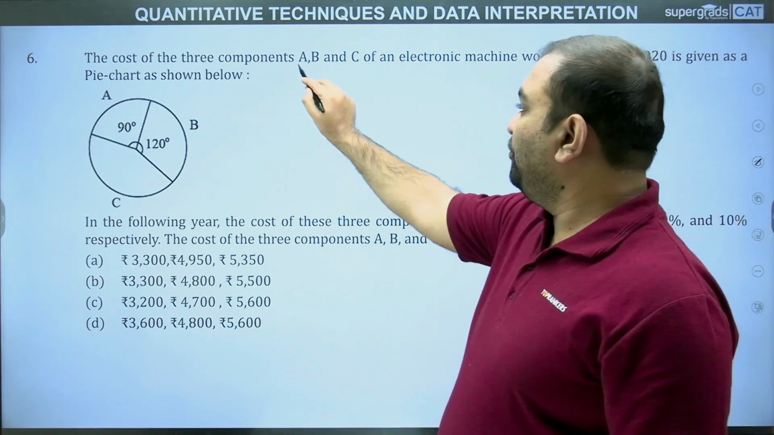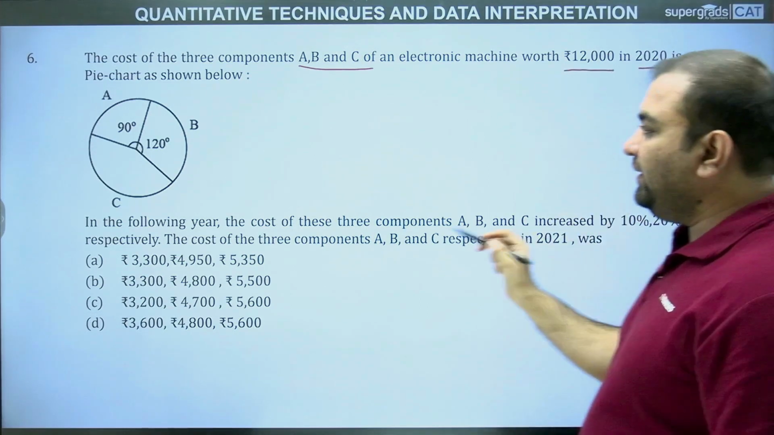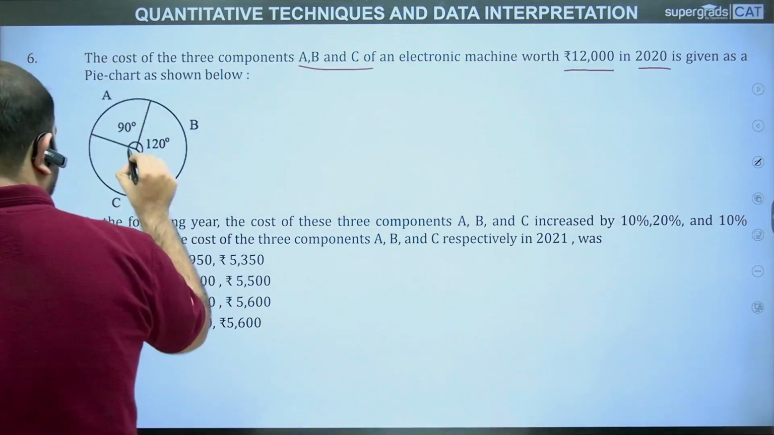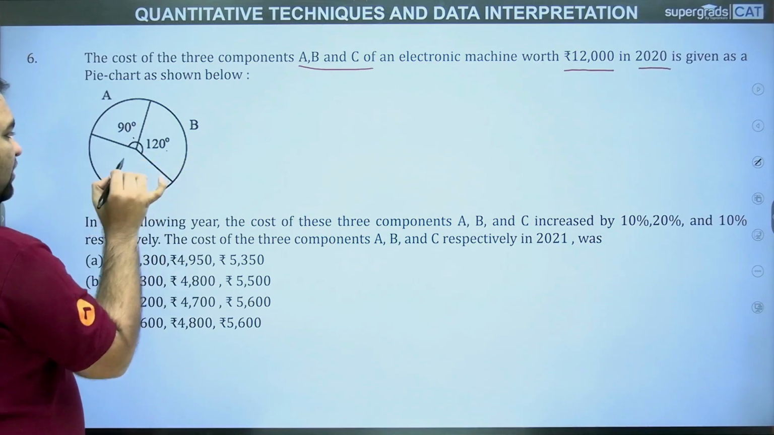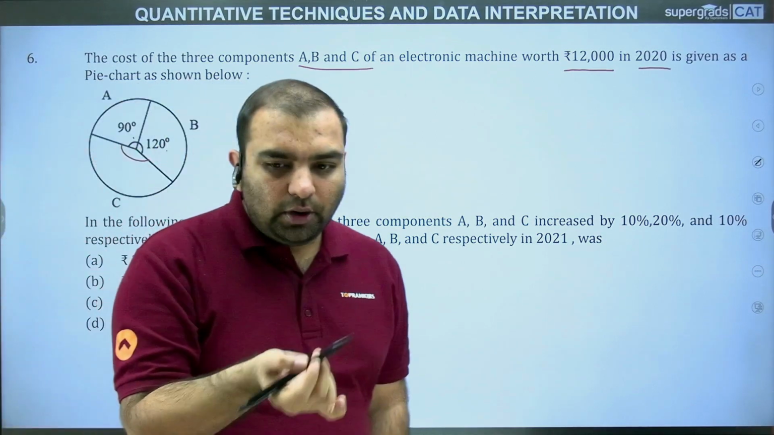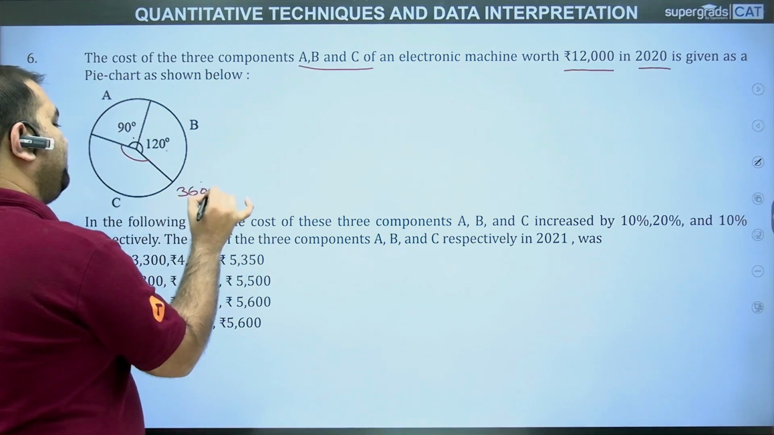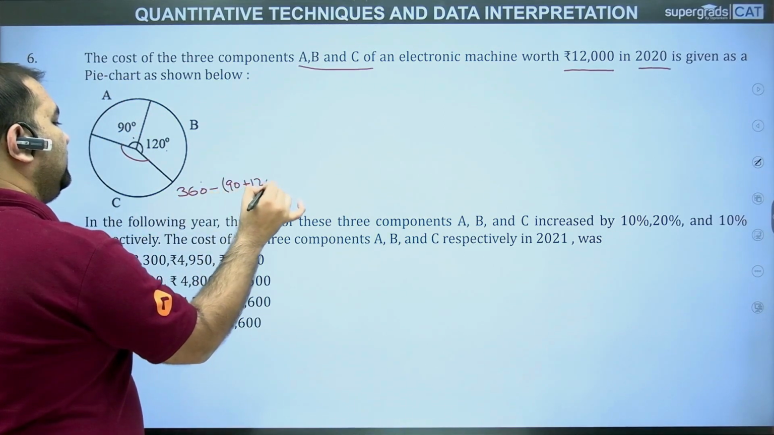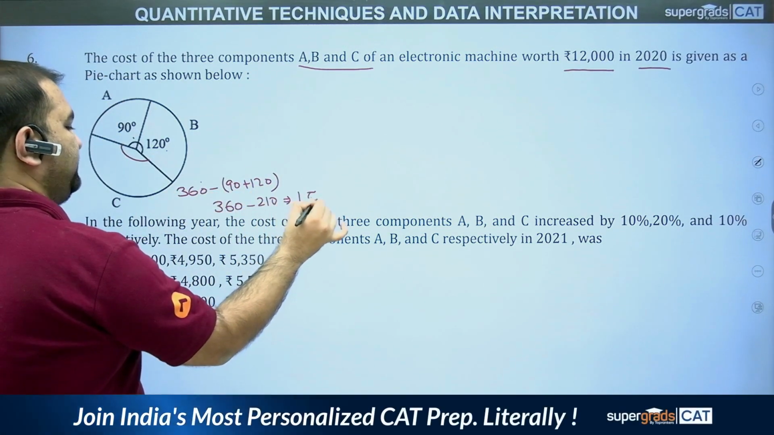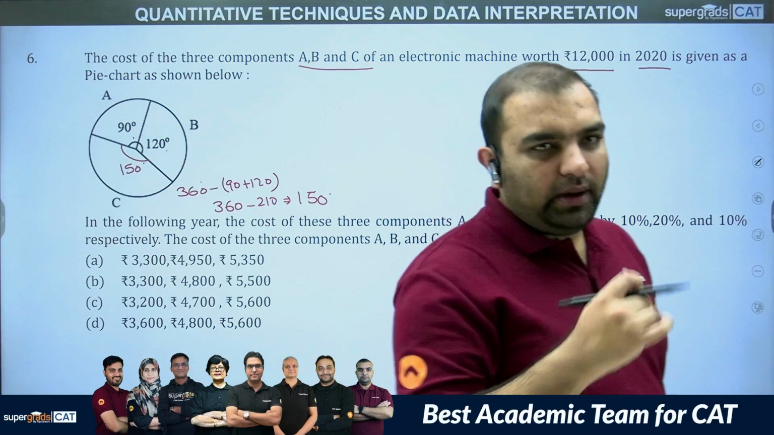The cost of three components A, B, C is worth rupees 12,000 in 2020, as given in this pie chart. This is the central angle of 90 degrees. This is the central angle of 120 degrees. The remaining central angle is 360 minus 90 plus 120, 360 minus 210, which is 150 degrees. It might not even be required.